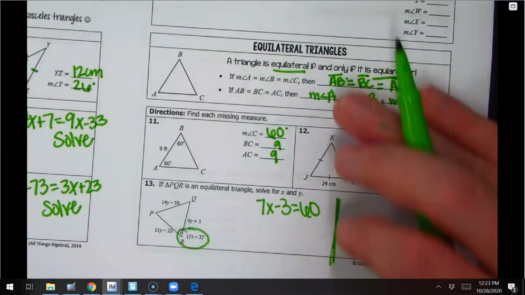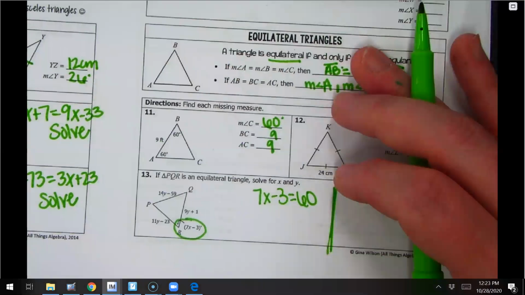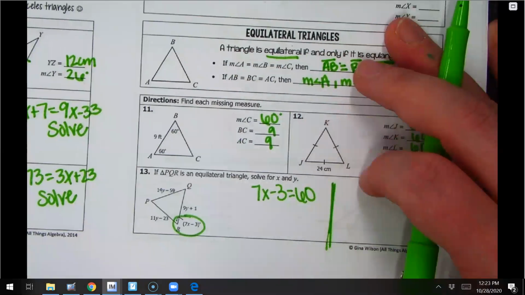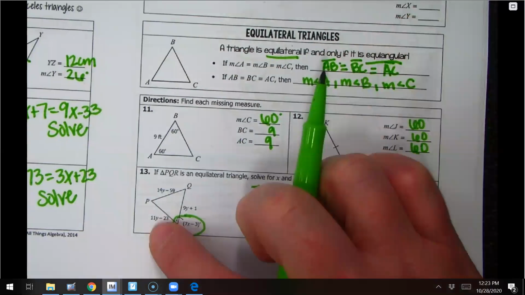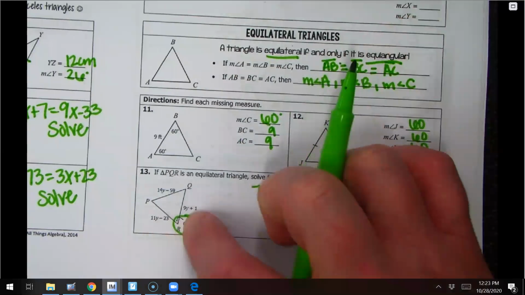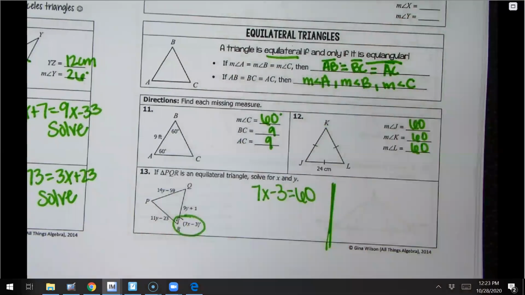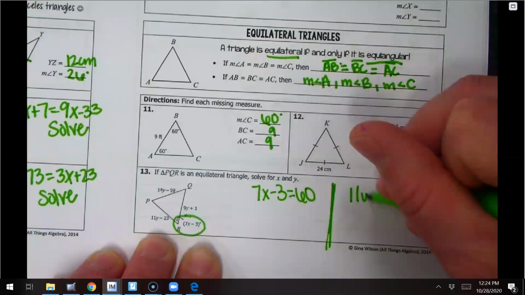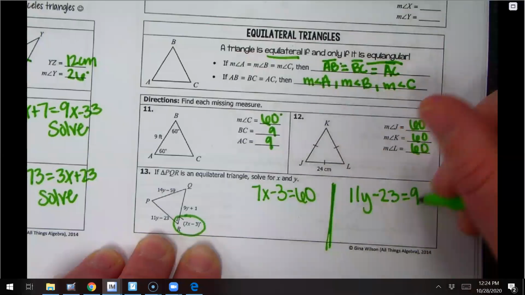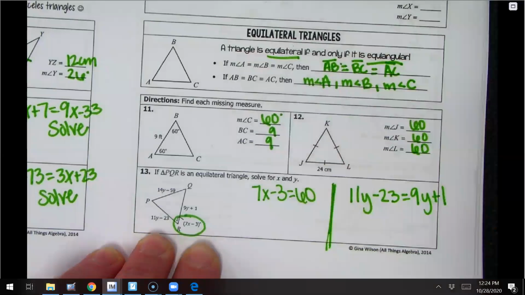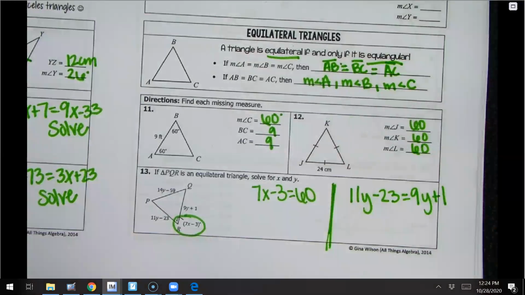Does it matter which ones you set equal to each other? Just make sure they have the same variables. So this has got a y, and this has got a y, and this has got a y. So it's cool to use any of them. I'll just say 11y minus 23 equals 9y plus 1. And then you would solve.